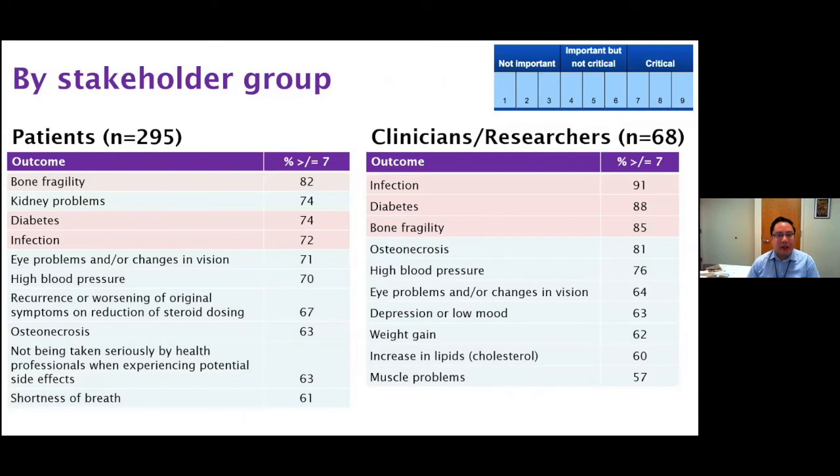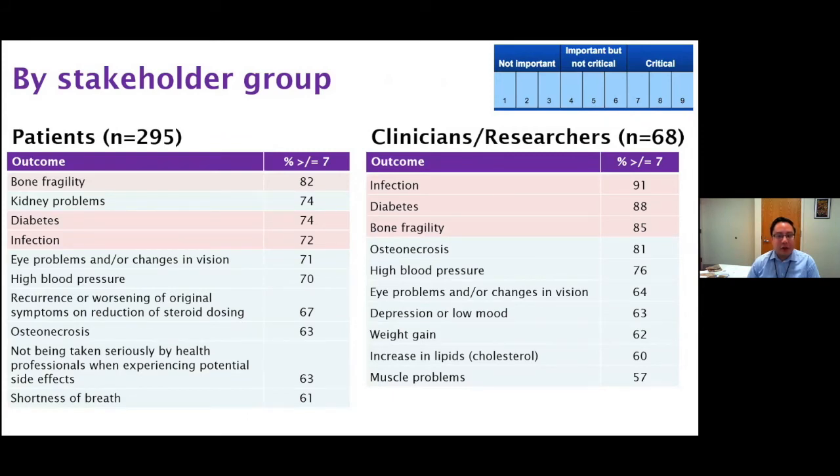So I cannot list all 63 items, but here are the top 10 by each stakeholder group, patients and clinician researchers, with the value in the right-hand column representing the proportion of individuals in that stakeholder group identifying the specific outcome as critical, i.e. a score of 7, 8, or 9, to be measured in future clinical trials involving glucocorticoids. Those that are highlighted in red met the OMERACT definition for inclusion in a core domain set, so greater than 70% agreement in each stakeholder group, listing the outcome as critical: bone fragility, diabetes, infection.